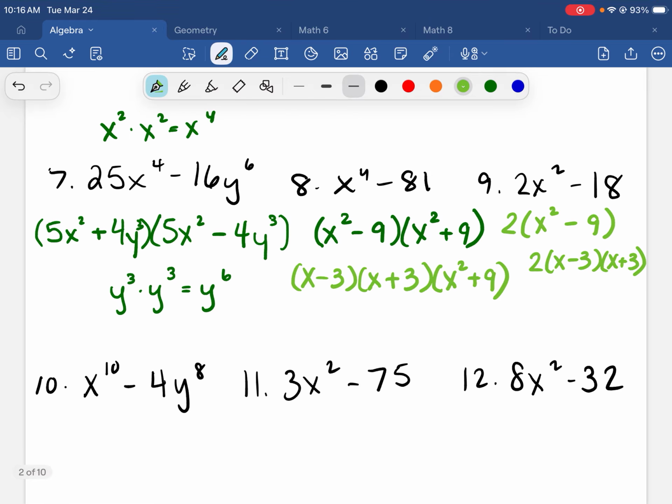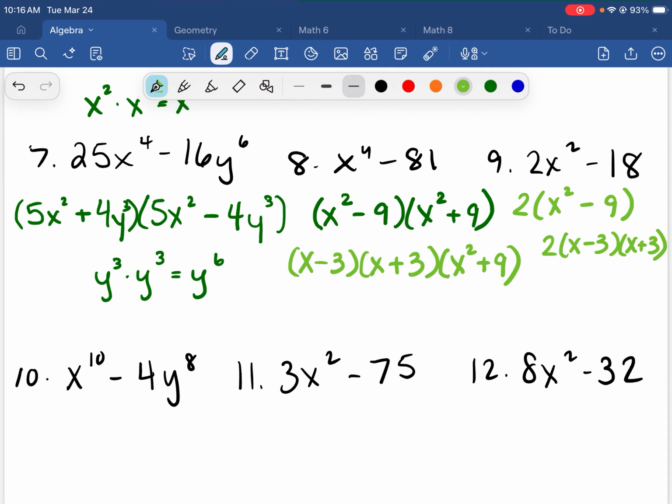So for number 10, x to the 10th power minus 4y to the 8th power. X to the 10th, since 10 is an even power, it is a perfect square. So x to the 10th is x to the 5th times x to the 5th. Square root of 4 is 2. And y to the 4th times y to the 4th is y to the 8th.